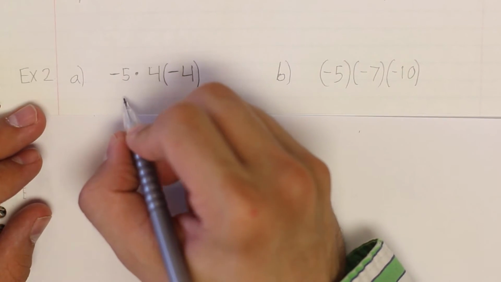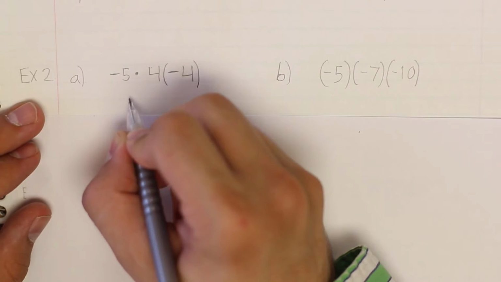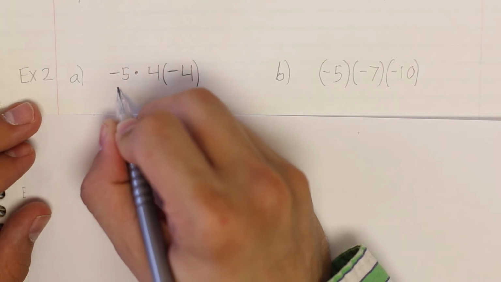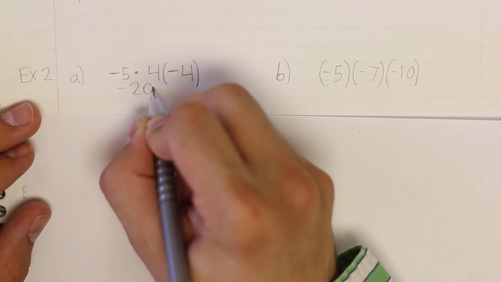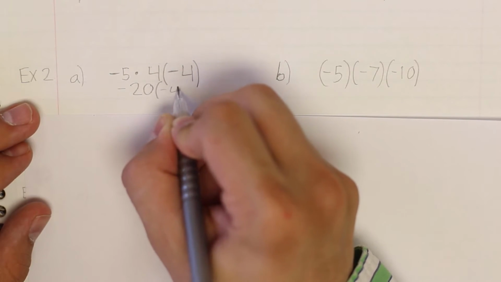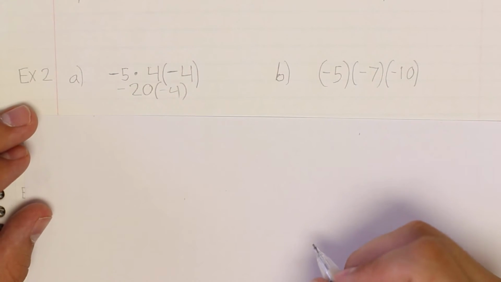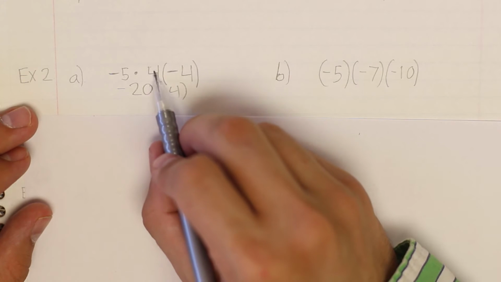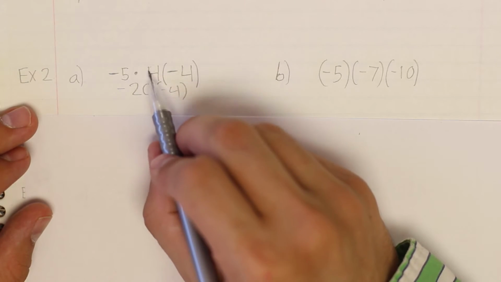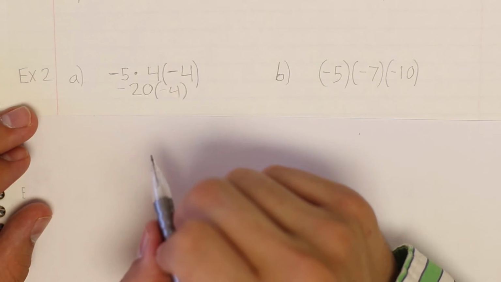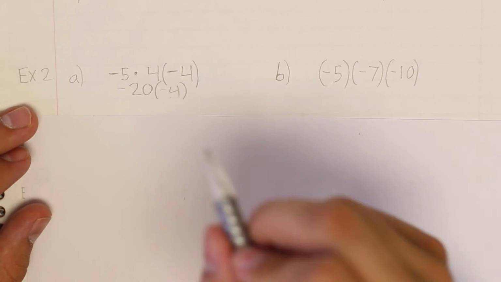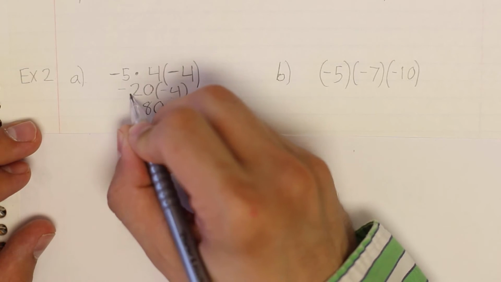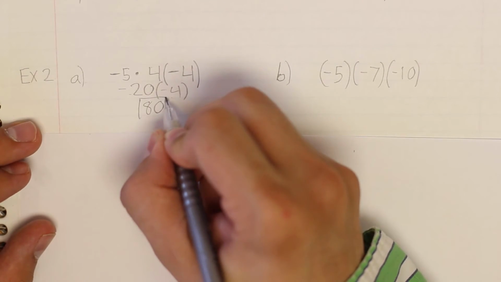So for the first example, we have -5 times 4. That would be -20, times -4. It's a -20 because the 5 is negative, the 4 is positive, and 5 times 4 is 20. So we have a -20. Now we say -20 times -4. Well, 4 times 20 is 80. Both numbers are negative, so my answer is positive.